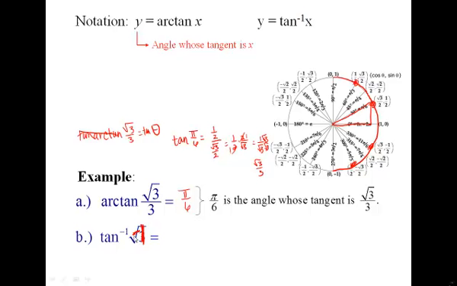If I were to look at this one, tangent inverse of -1, again what we're trying to say is we're trying to find the angle that when you take the tangent of that angle, you get -1. So these 45, 45, 90 triangles are what we're going to be keying in on. And I do want it negative, so it's going to be this angle right here, which would be our negative pi over 4. Okay, so tangent of negative pi over 4 is equal to -1.